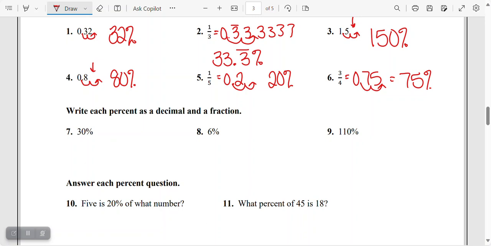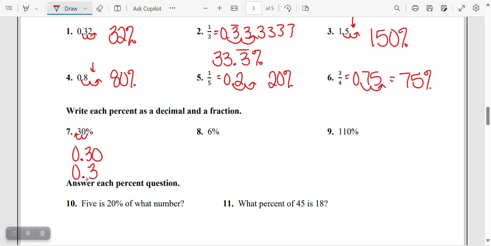7, 8, and 9 are asking for the percent to be written as a decimal and as a fraction. So make sure that if this question, or if there are questions like this on the test, again, you're reading those directions very carefully. So 30% as a decimal, we move the decimal 2 times to the left. That's the same as dividing by 100. You could write 0.30, or you could just write 0.3. Either answer would be acceptable.